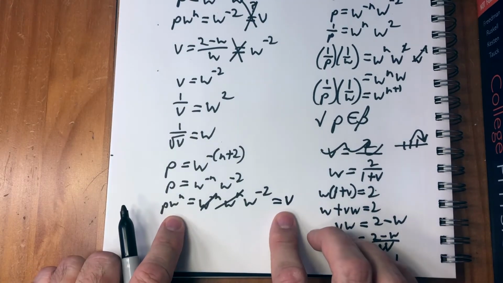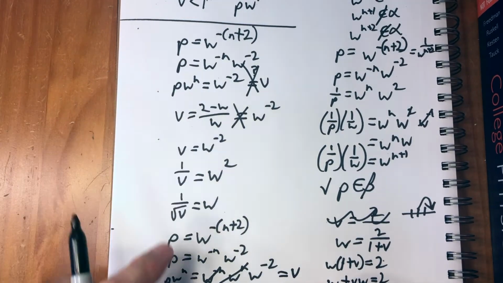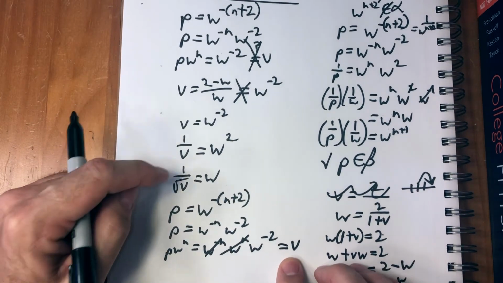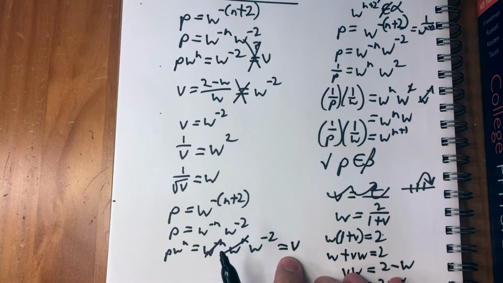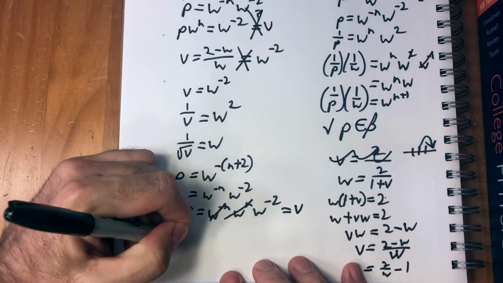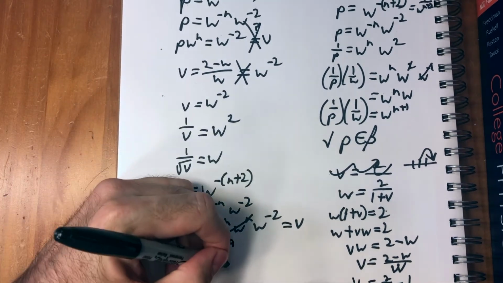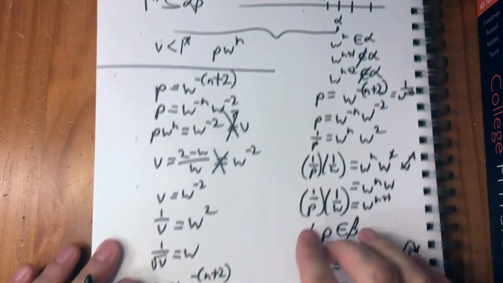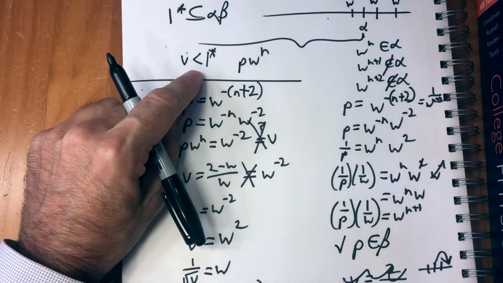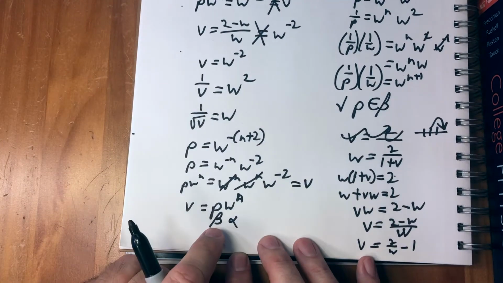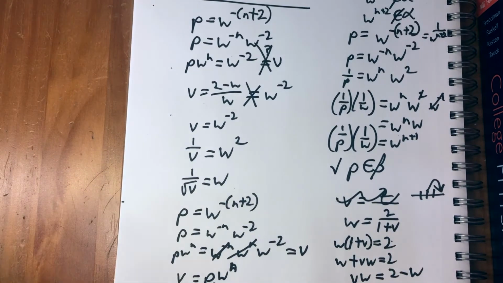That means that in this case, if we start by setting w equal the inverse of the square root of v, then we've got what we want. Because then what we just showed is that v equals p w to the n. This p is in beta. This v is an element of 1. That means that you start with any element of 1. That same element is in fact in alpha beta. That's what we want. Okay, looks good.